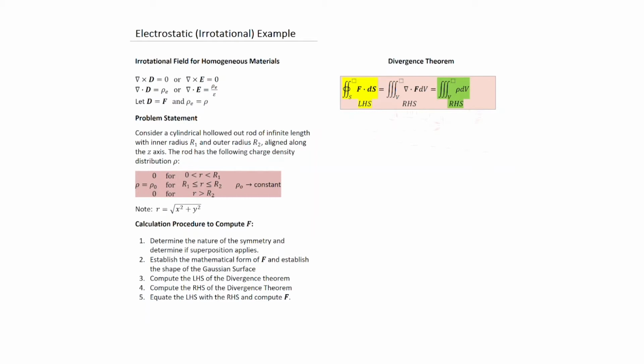Note that because we're dealing with the cylinder, the radius of the cylinder is just the square root of x squared plus y squared. So just make note of that.